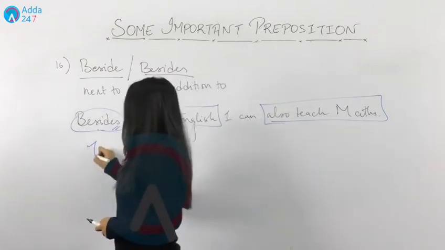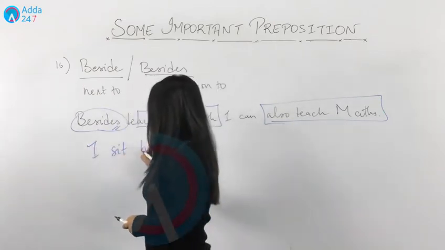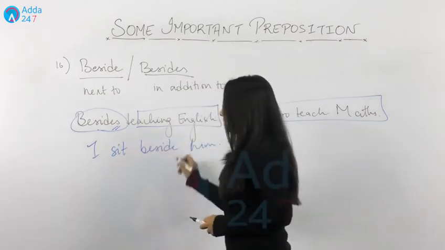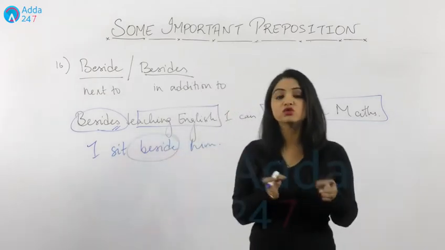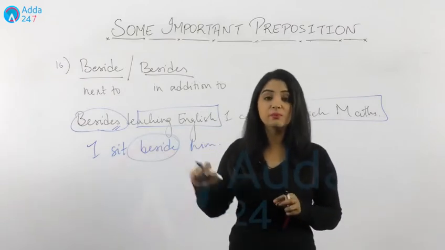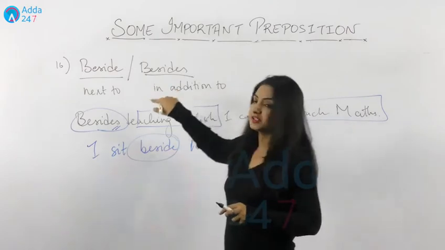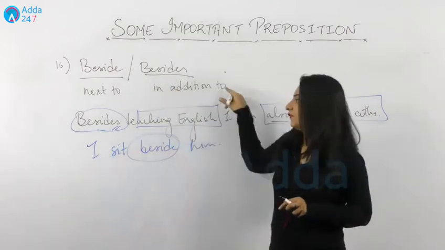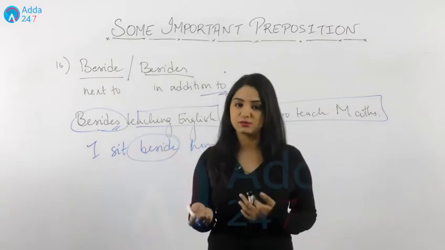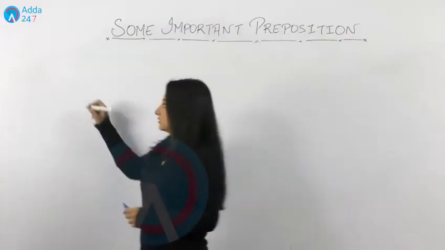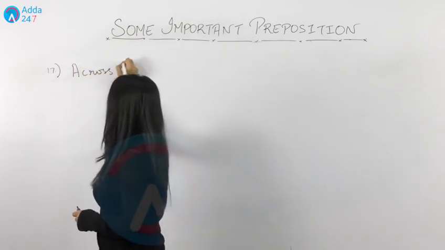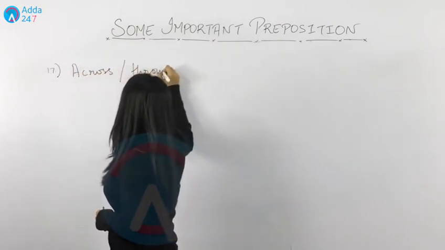And if I say, I sit beside him, here it means you sit next to him. Fine. So beside defines the position, and besides defines in addition to something that is given and you want to add something to it.